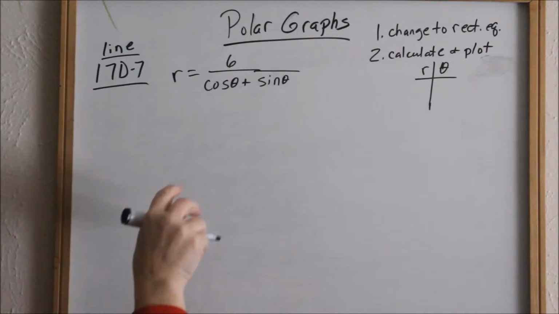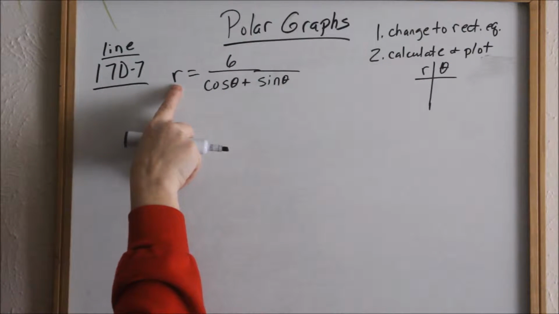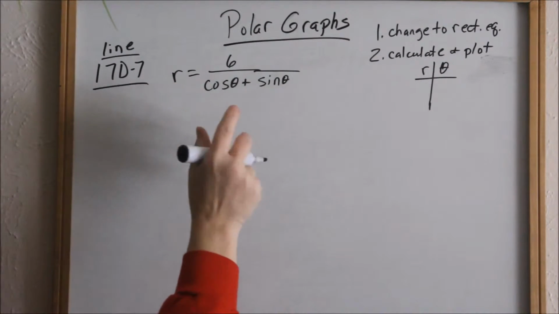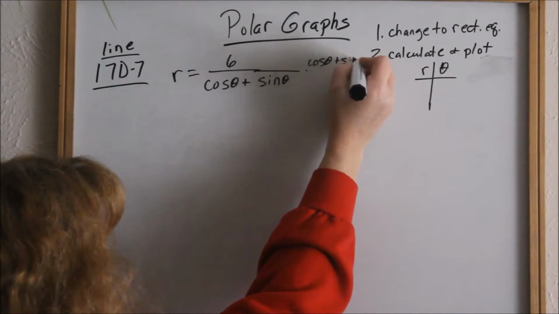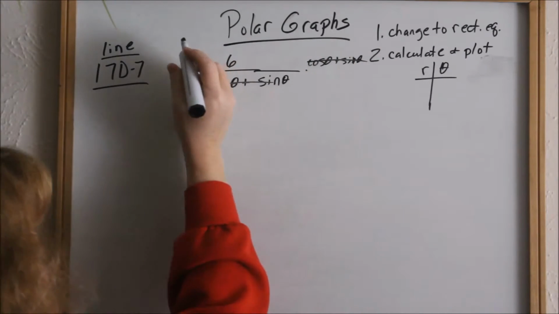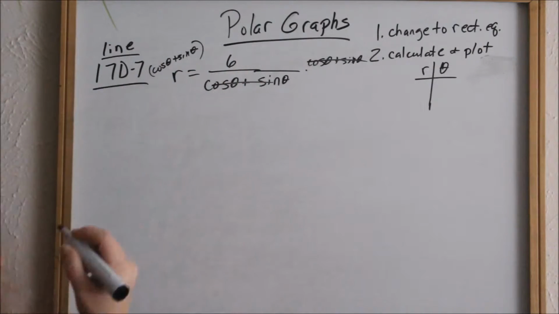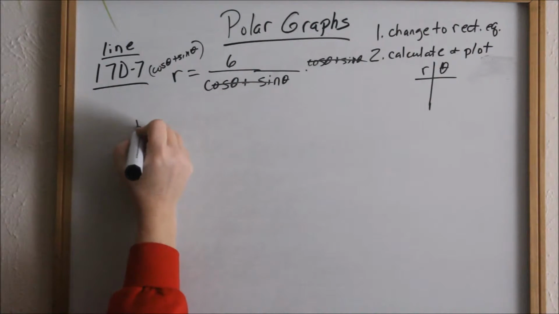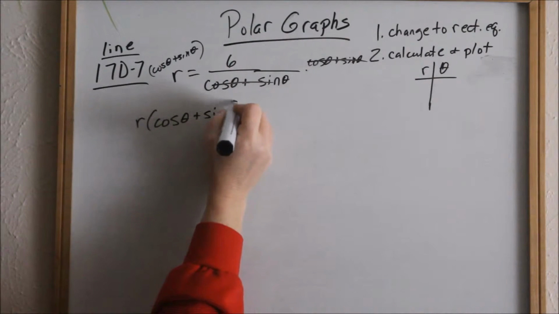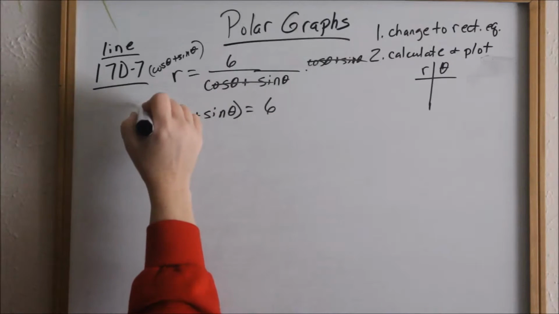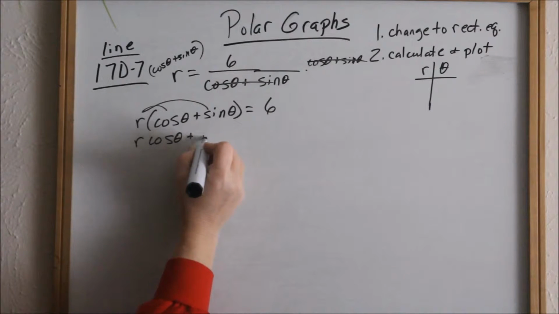Okay? So I can see that if I multiply cosine theta plus sine theta to the other side, I'll be able to distribute this r, and then I'll have an r cosine theta and an r sine theta. So I'm basically multiplying by the denominator to get that out of the denominator, so that goes away. So then this side I have to multiply by cosine theta plus sine theta. So I basically have r times cosine theta plus sine theta equals 6. Well, this r can get distributed. So I have r cosine theta plus r sine theta equals 6.